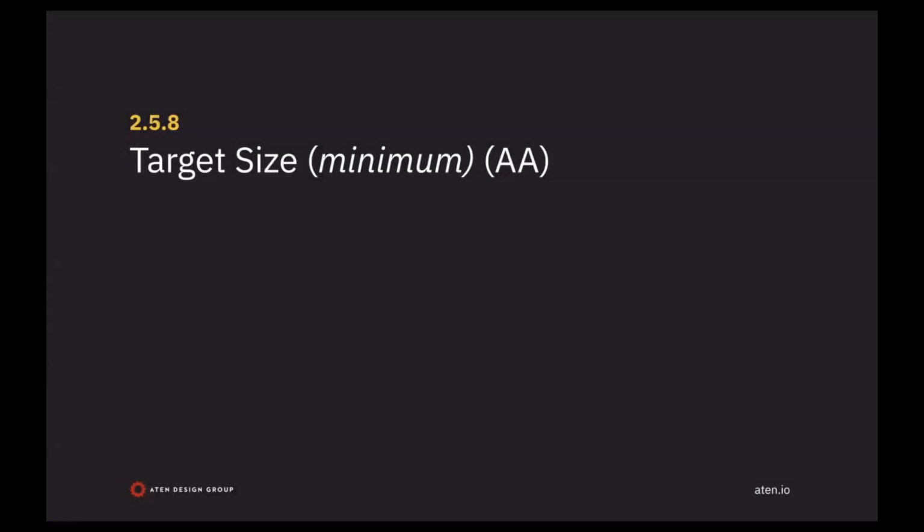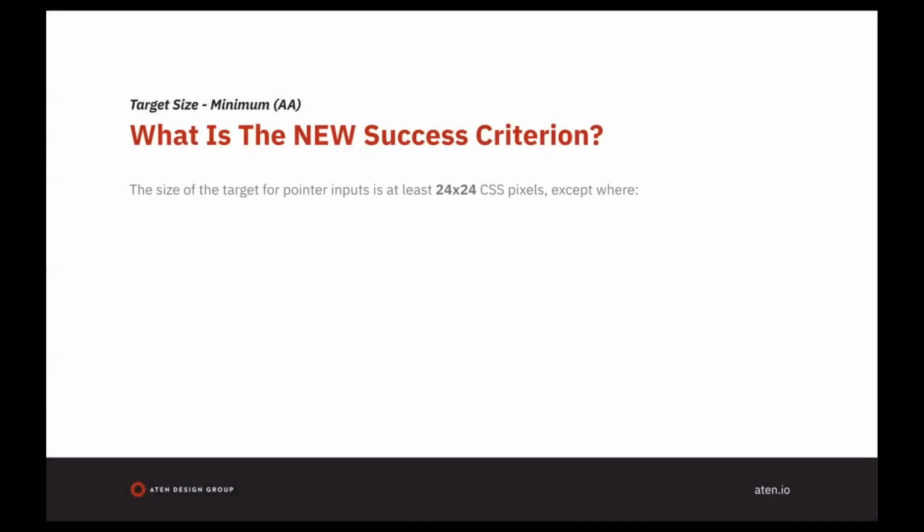This one I know will make at least the designers happy. Originally, the target size minimum needed to be at least 44 pixels by 44 pixels to pass, which can be kind of large from a design standpoint. But with WCAG 2.2, the new minimum is actually 24 by 24 pixels.